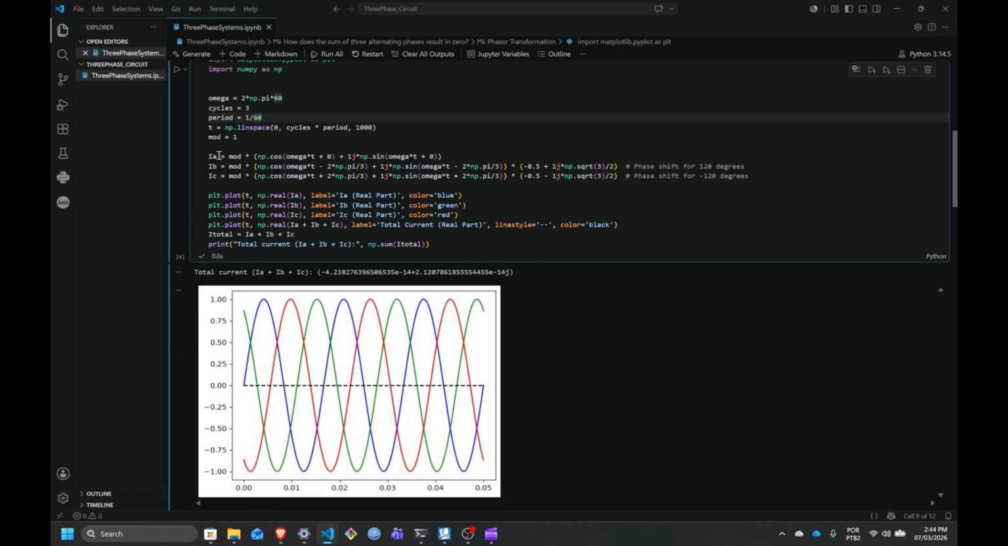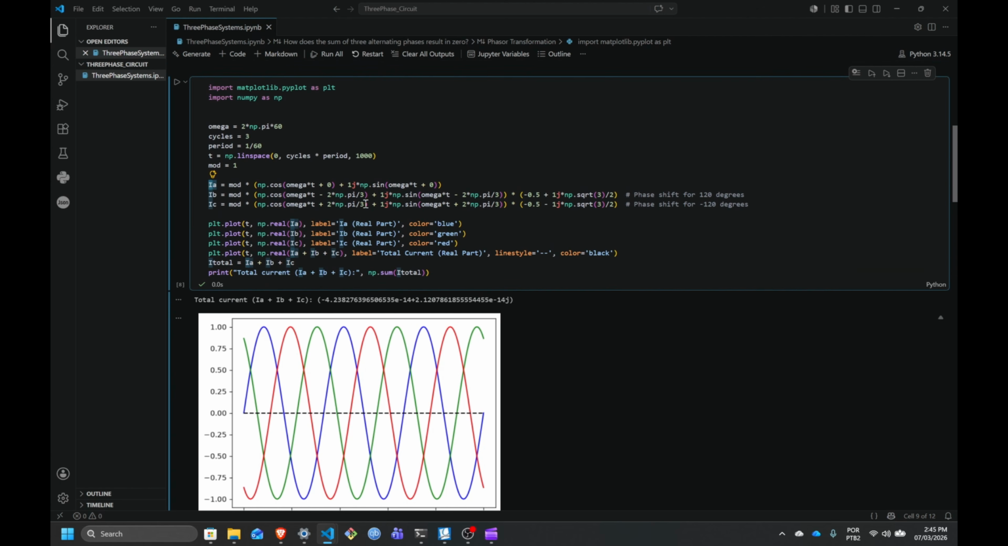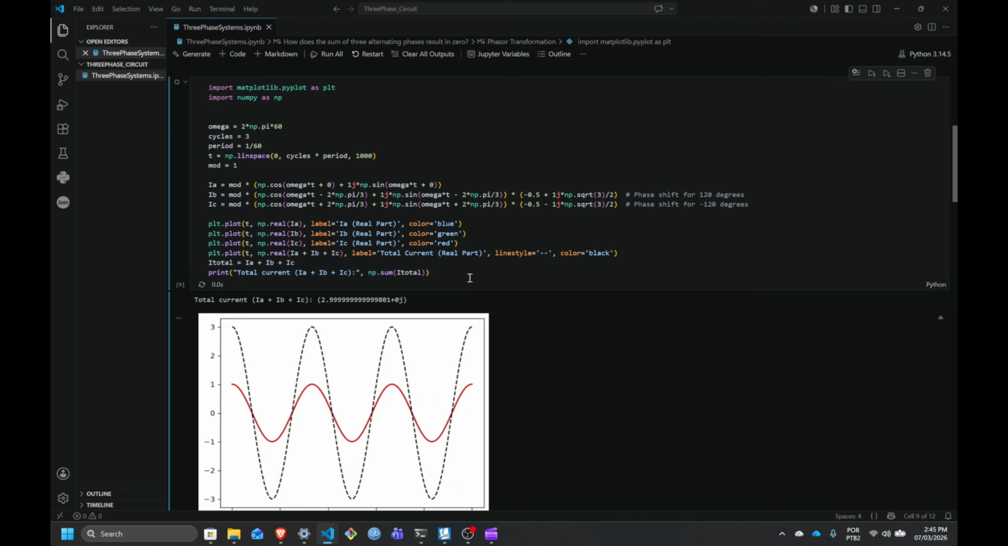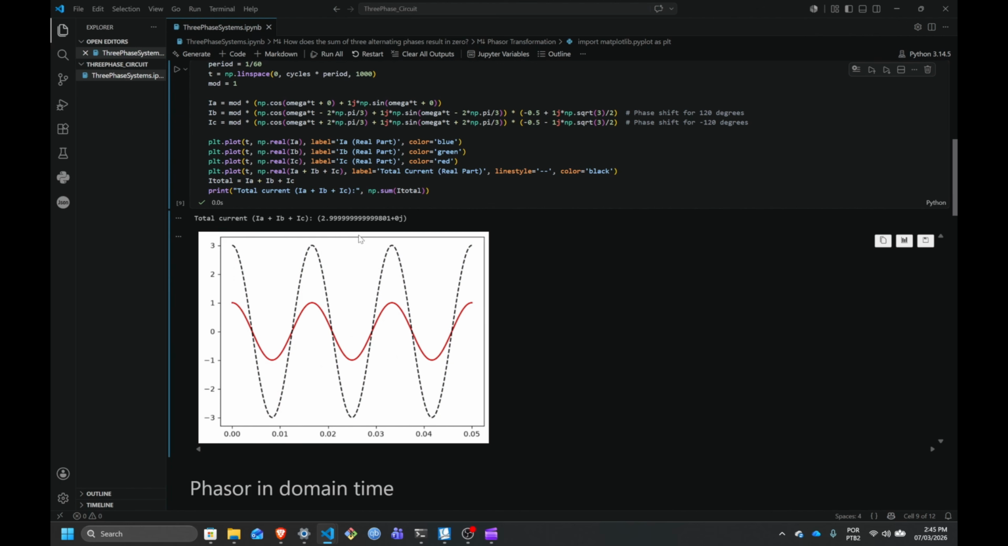So here I plot these currents A, B, C, and this black signal here is the sum of them. The idea is that when we have complex numbers, we can get negative values because of the signal, and when we sum them together, they are zero. So I can run this right now, and we can see that the total current actually has some trouble.